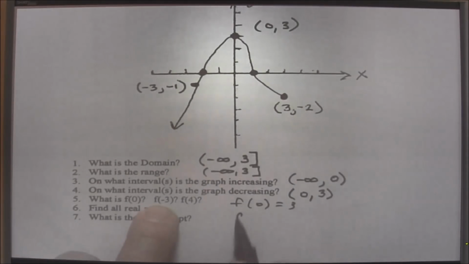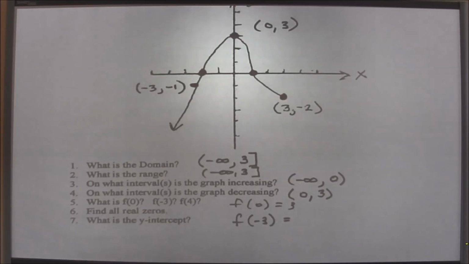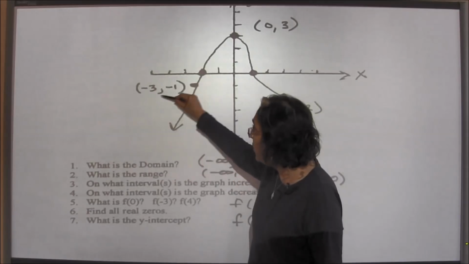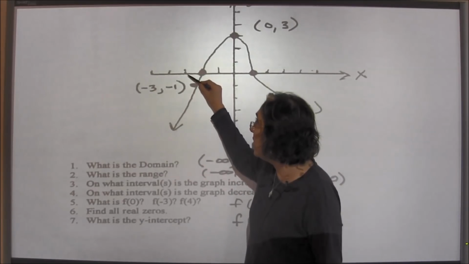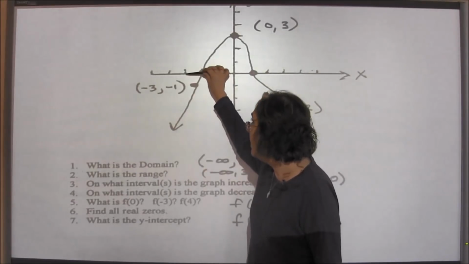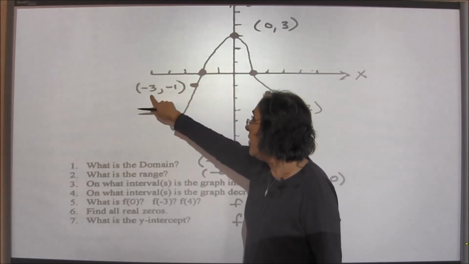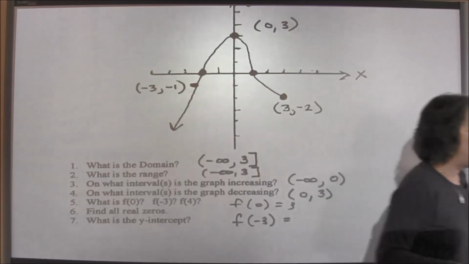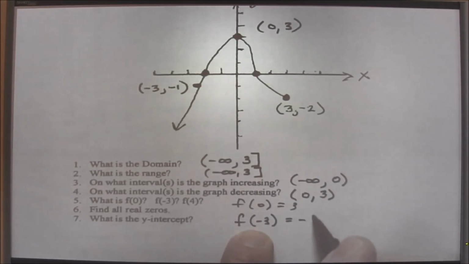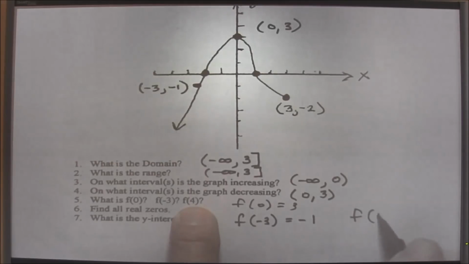Okay, f of negative 3. That's asking what y value is paired with the x value negative 3. So we were given the point. There's negative 3. It's maybe a little bit off. 1, 2, 3. It'll be clear on your final exam. But it's showing you that that point is negative 3, negative 1. And what do you guys say about f of 4?